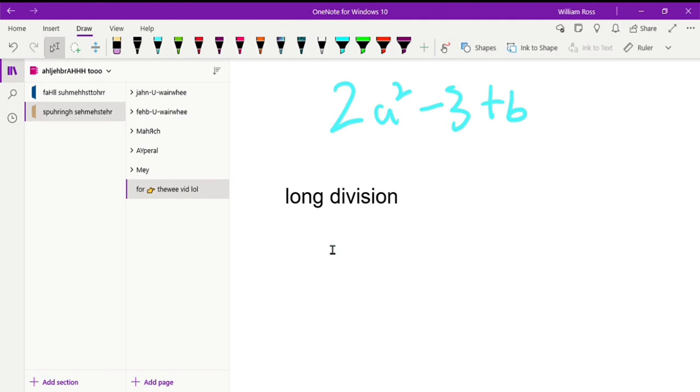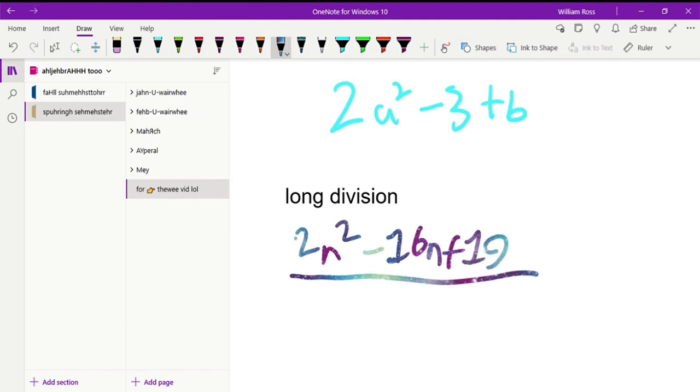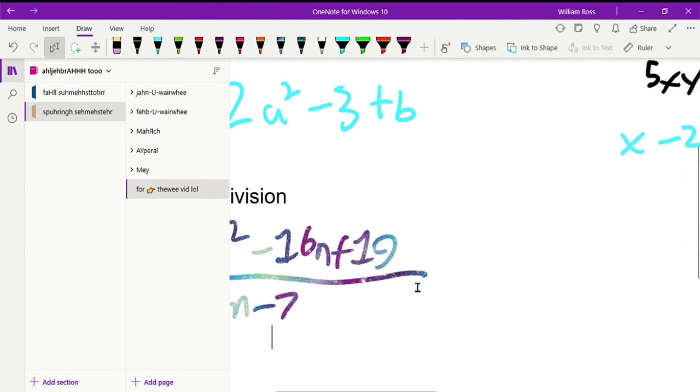Alright, let's get on to long division. Enough talking. So let's try 2n squared minus 16n plus 19 over n minus 7. Now, this can be written in 3 different ways. We got the fraction, and then you got your regular division symbol.